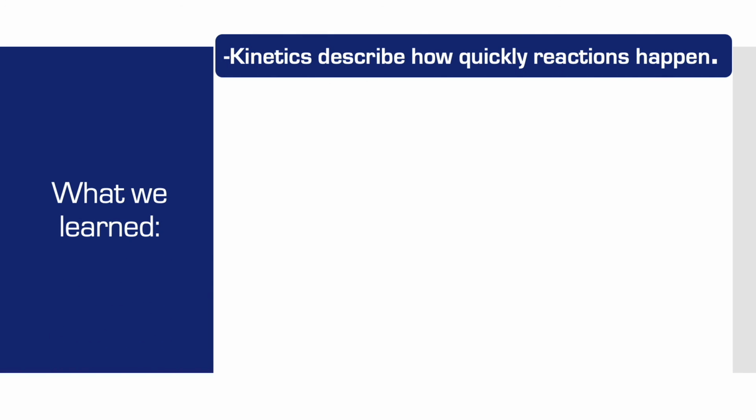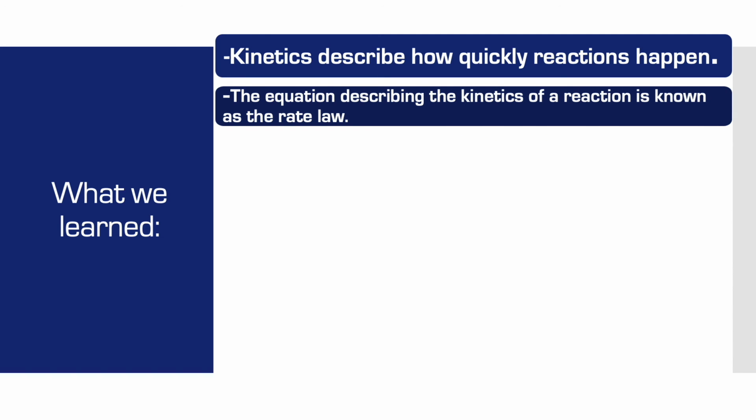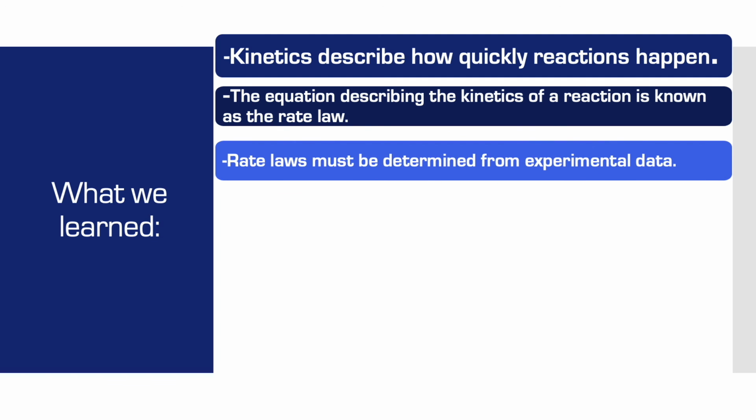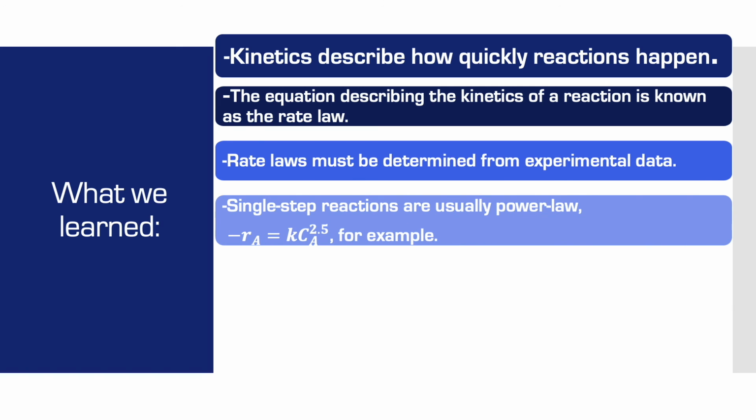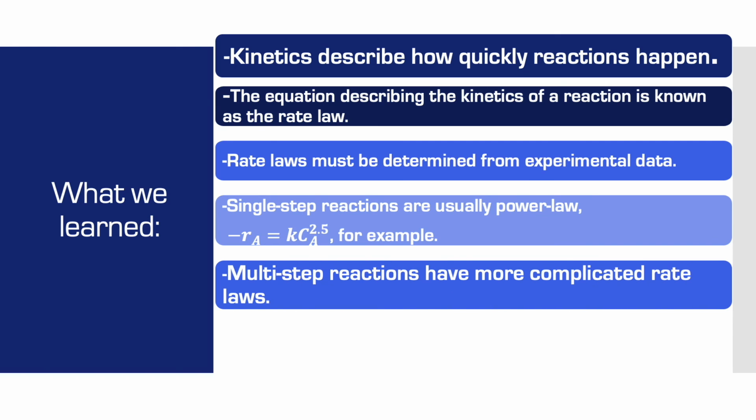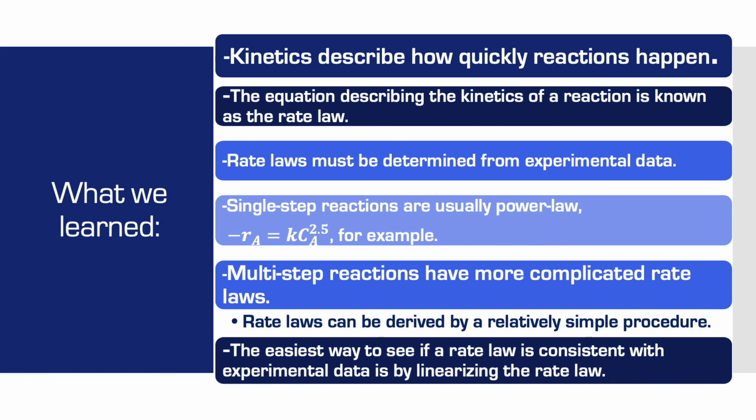So what did we learn today? Kinetics describe how quickly reactions happen. The equation describing the kinetics of a reaction is known as the rate law. Rate laws must be determined from experimental data. Single-step reactions are usually simple rate laws. Multiple-step reactions have more complicated rate laws. Rate laws can be derived by a relatively simple procedure. The easiest way to see if a rate law is consistent with experimental data is by linearizing the rate law. And there are several ways to do this.